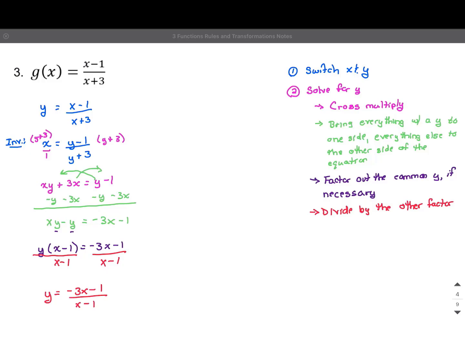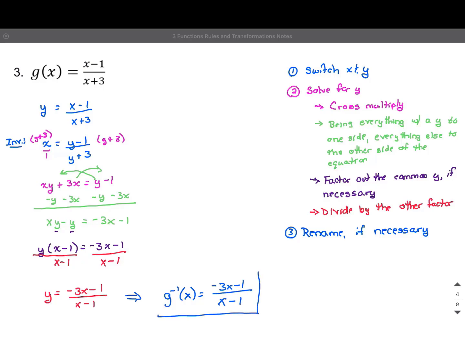The only step left is to rename it if necessary. So if the original function was named y, you'd be done. But our original function was named g of x, which means our inverse, g inverse of x, is negative 3x minus 1 over x minus 1.